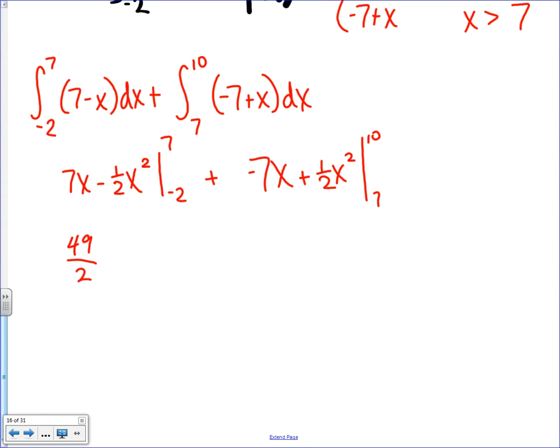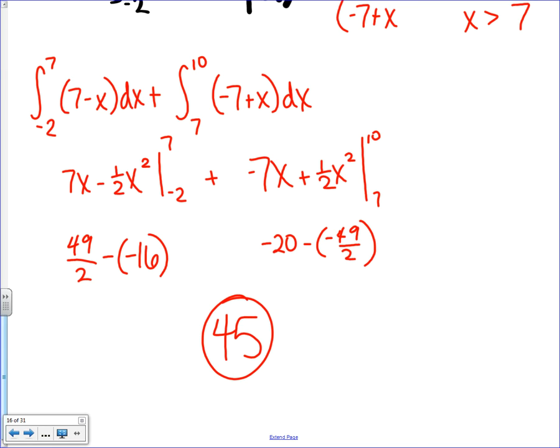I get 49/2 minus a -16. And over here, I get -20 minus a -49/2, which gives me 45. So if I combine those together, my final answer is 45.